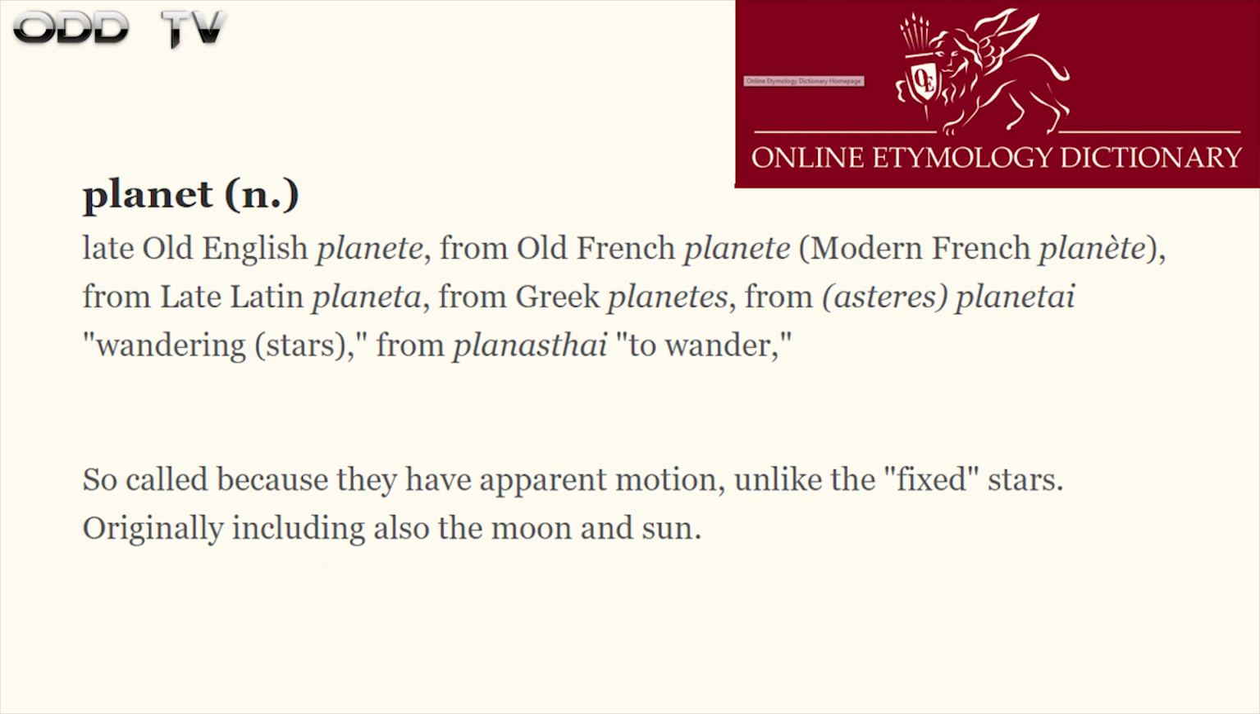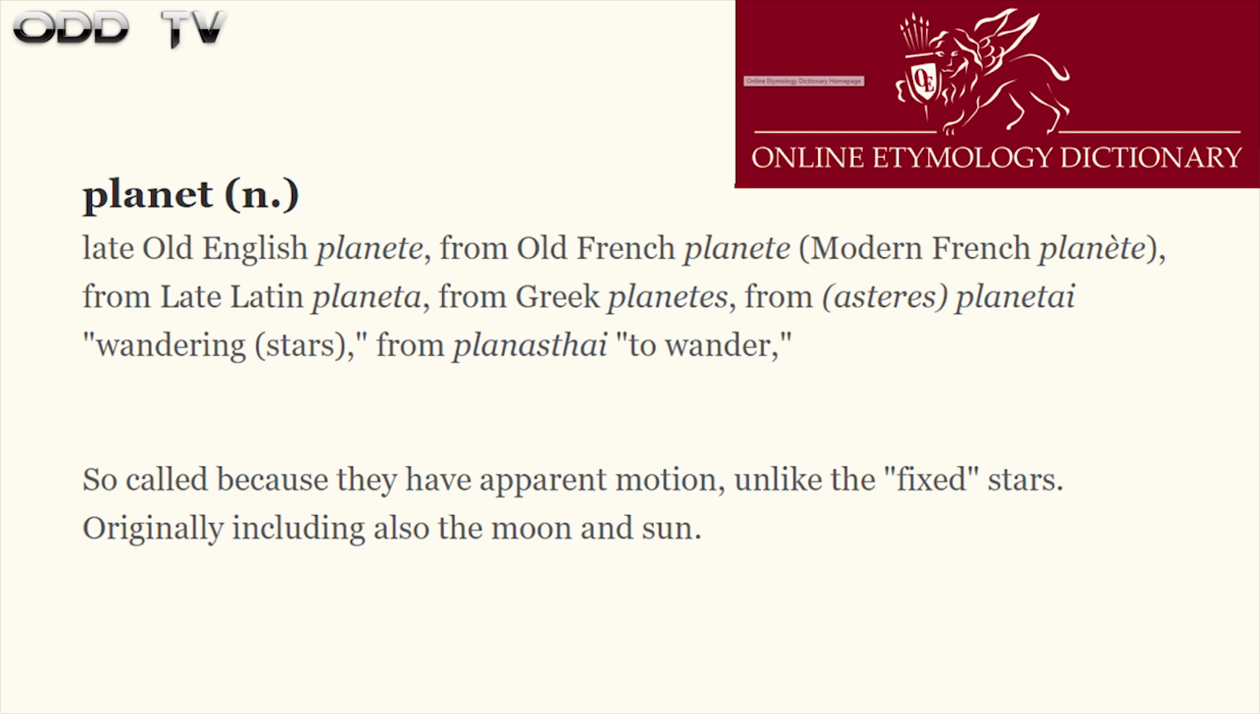Planets were known to the ancients as wandering stars. Let's have a look at the etymology of the word. This is from the online etymology dictionary. Wandering stars. See, that's what you need to pay attention to. That's what these were called, planets. And we weren't considered a wandering star.